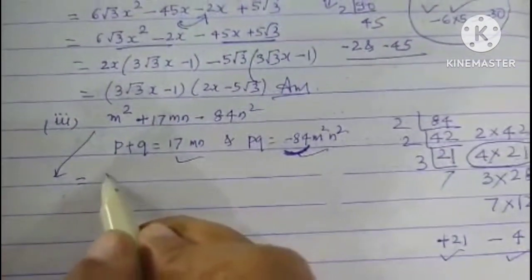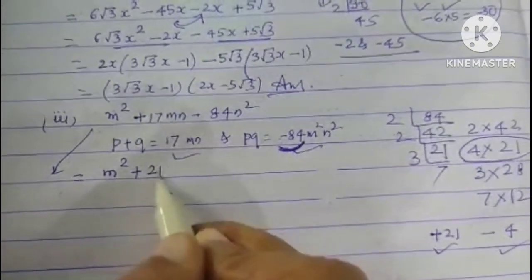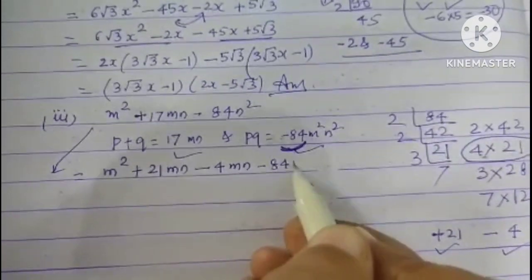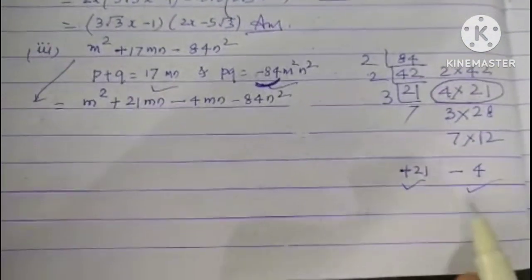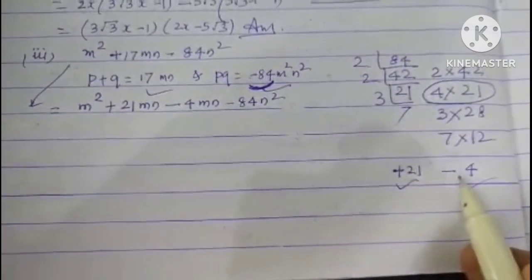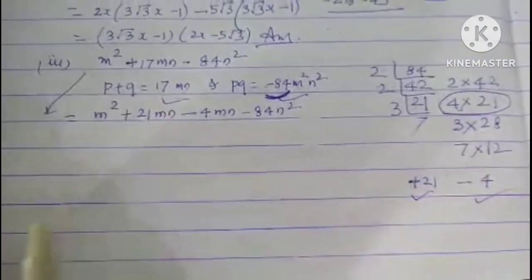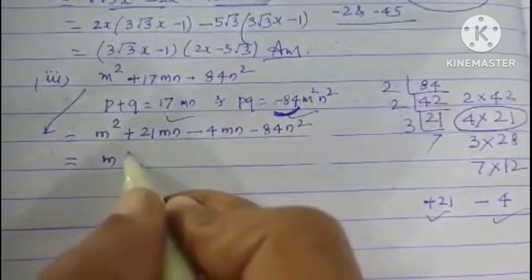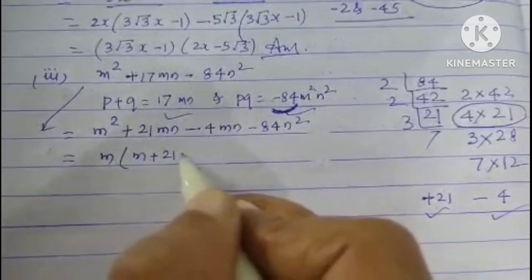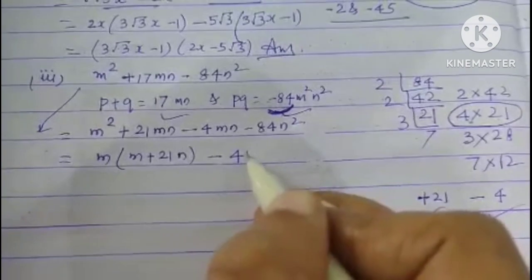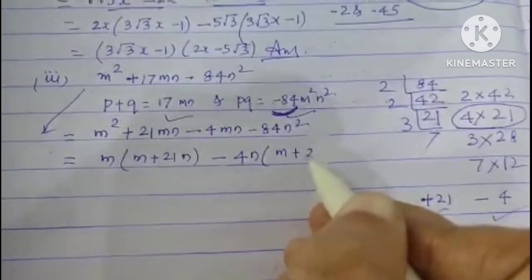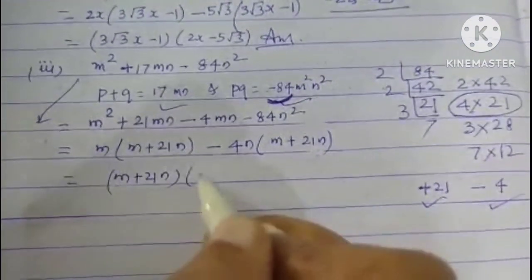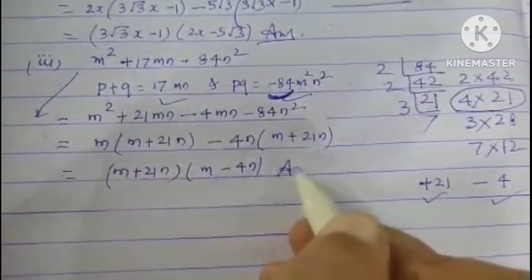Let us see how. It will become m square plus 21mn minus 4mn minus 84n square. This multiplication will be minus 84 and this addition will be plus 17. So this is the correct option to put here. Let us take m common, m plus 21n, minus 4n common, m plus 21n. This will become m plus 21n and m minus 4n. This will be our answer.